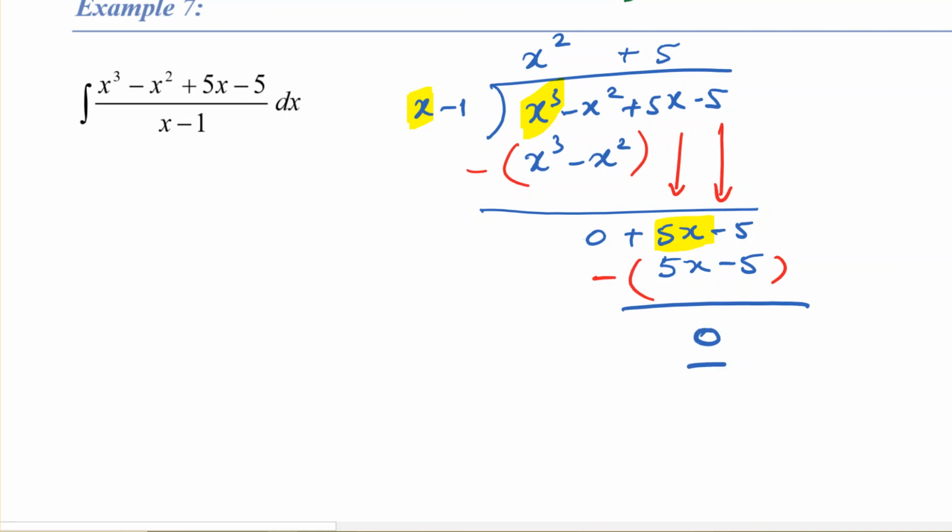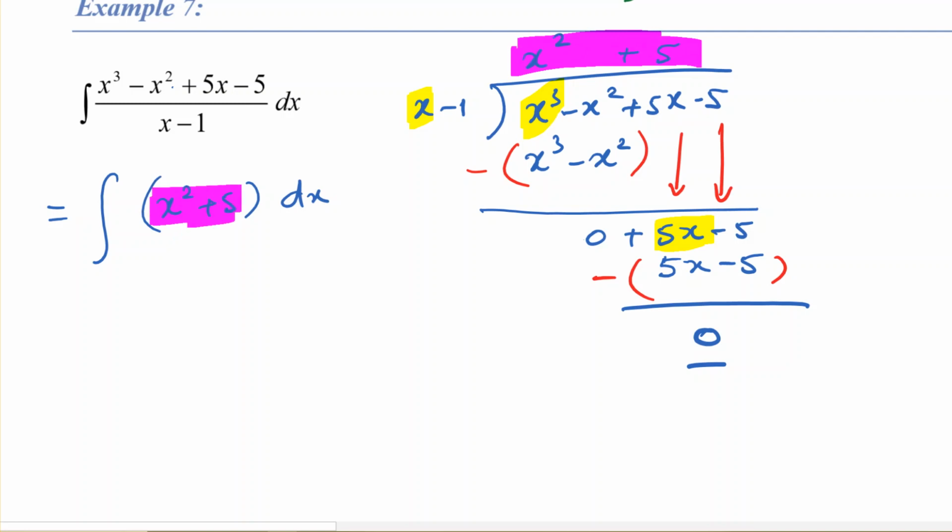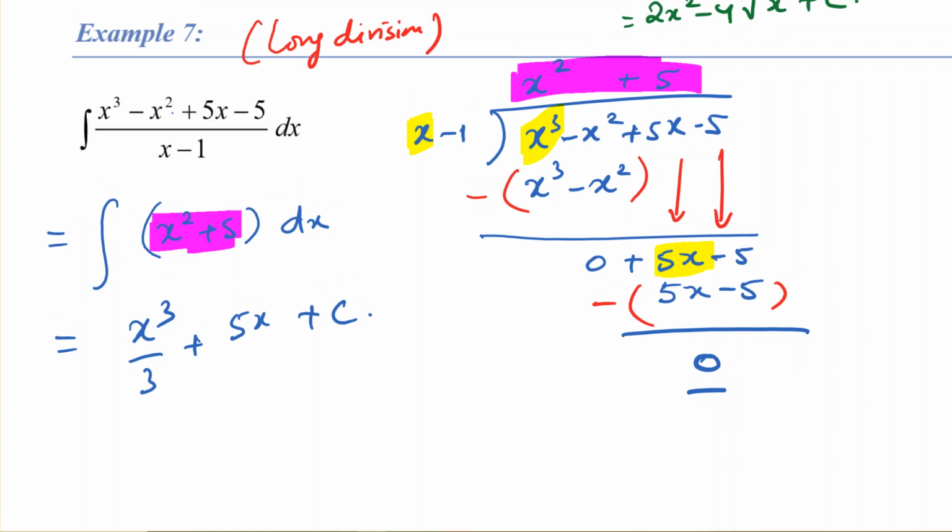So when we divide this by this, we get the integral of x squared plus 5 dx. This problem reduces to a simpler problem because when you do the division of the two expressions, you get this as the answer. Now we know that the integral of x squared is x cubed over 3, and the integral of 5 is 5x, plus c. So that is our solution. That's one way of doing this problem using long division.